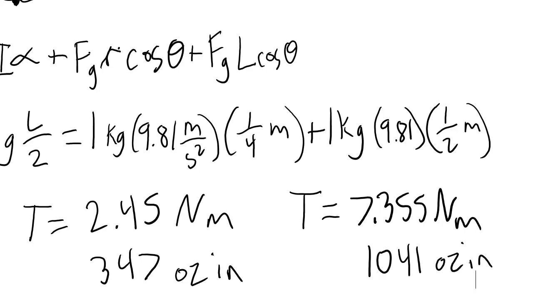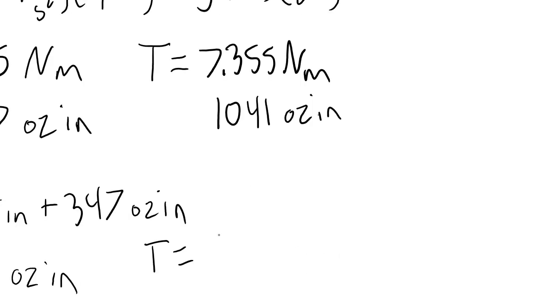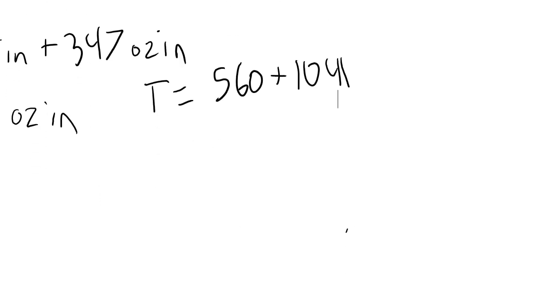So with the payload, what's the total amount of torque that we need for this second setup? The torque in this case is equal to 560, the total torque required to accelerate the link and the mass, plus 1,041 ounce-inches, the amount of torque required to counteract gravity.